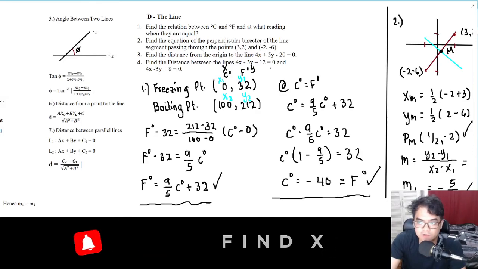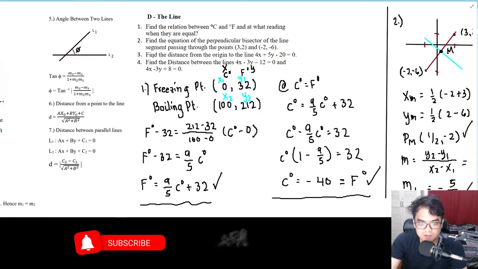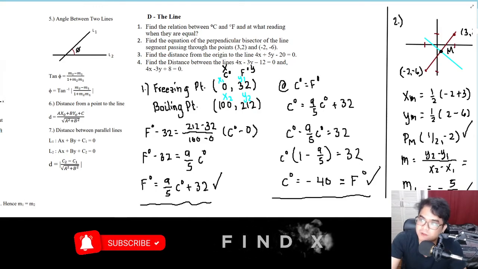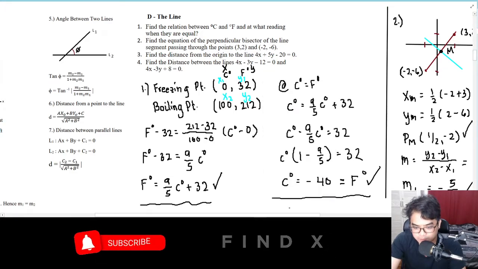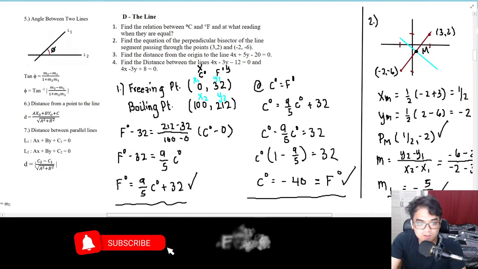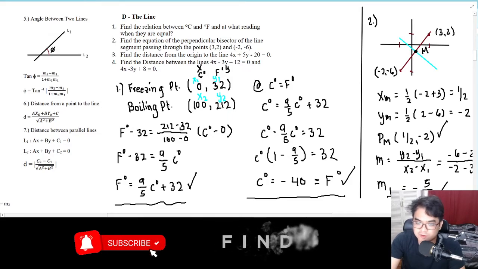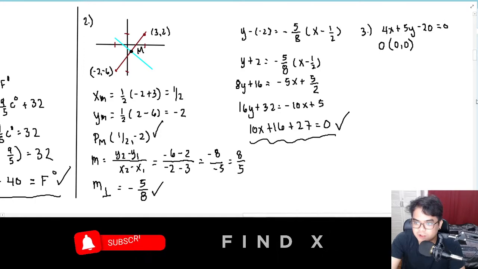Okay, so we have now number 3. Find the distance from the origin to the line 4x plus 5y minus 20 equal to 0. The origin, of course, is 0, 0. And the line is 4x plus 5y minus 20. So I already wrote it down here. Let's just make a divider.